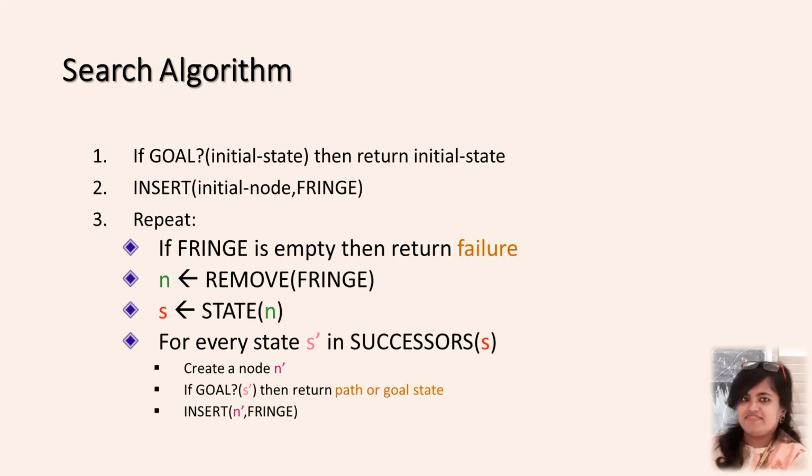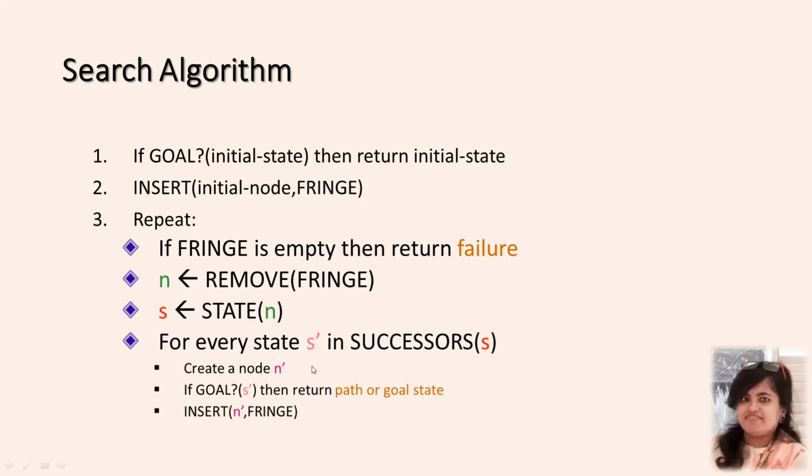For how long? Until the fringe is empty, then return failure, meaning you have executed all the nodes but none of the nodes is your goal node, so your algorithm has failed and you need to return failure. If not, then one particular node is removed from the fringe, and that node becomes your state. And for each state you need to check its successors, that is, its child nodes. For each particular state, suppose S bar, that has successors, you create another node for each successor and check whether that successor is your goal node, yes or no.